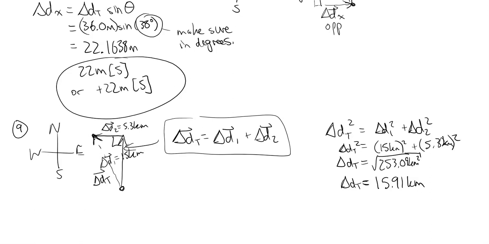The hypotenuse should be longer than the other sides, and in fact it is. But we're not done yet. We've just found the length of that. Now we need to find the angle.